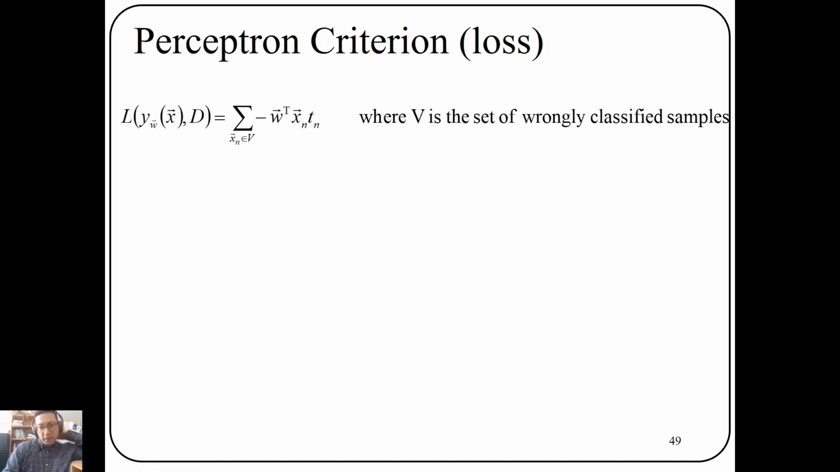Now that's the equation of our perceptron loss, which is the sum over every wrongly classified sample. And since this for every wrongly classified sample is always positive, the more wrongly classified samples you have, the larger the loss will be. And at the limit, if every sample X is correctly classified, that means V would be empty, and if V is empty, then the loss function here will be 0.